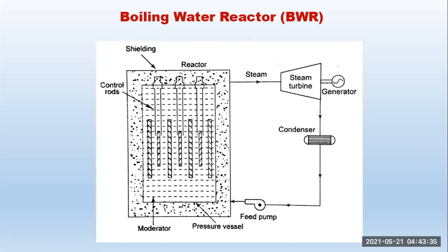Today we are going to see the pressurized water reactor. The arrangement of the pressurized water reactor is shown in the figure. In its simplest form, the pressurized water reactor is a light water cooled and moderated reactor. It uses enriched uranium as fuel.